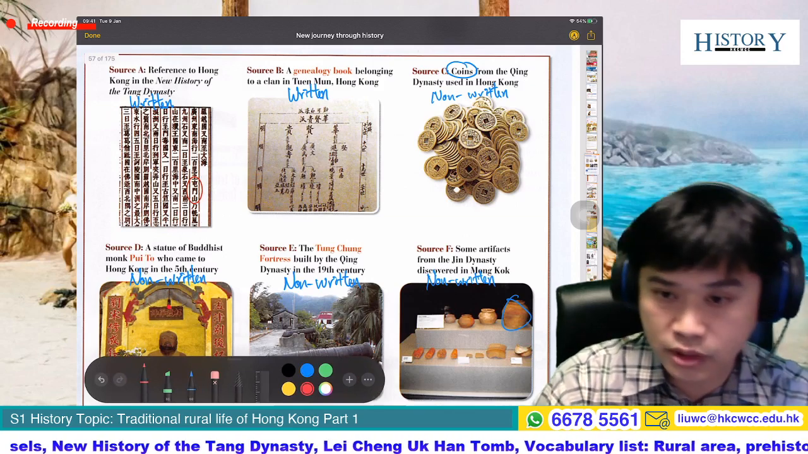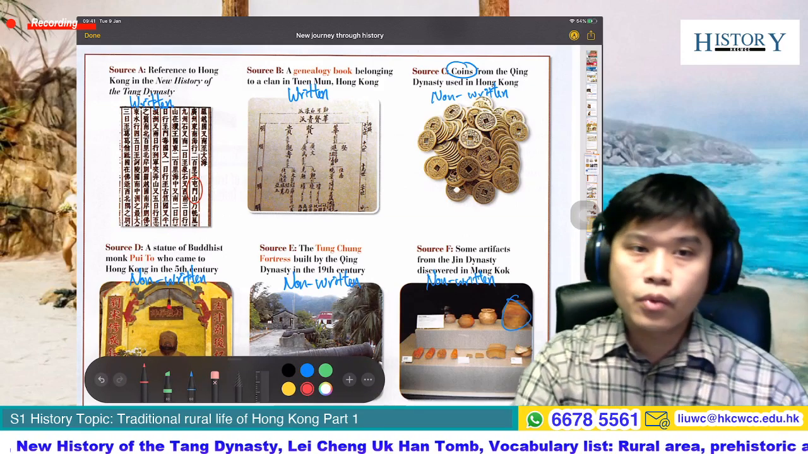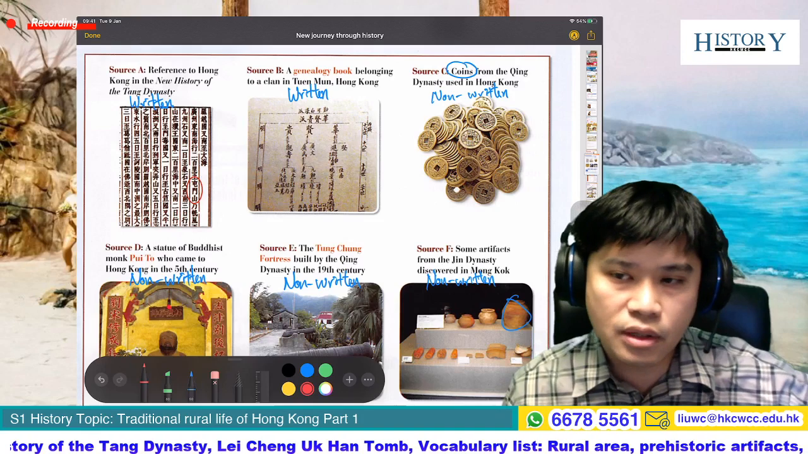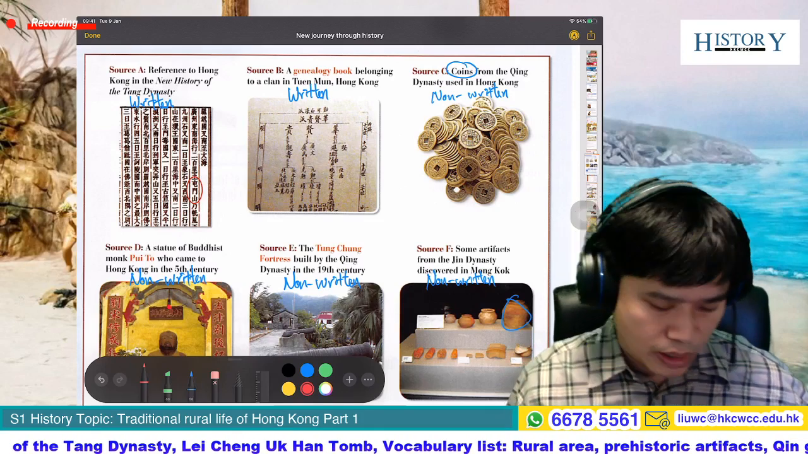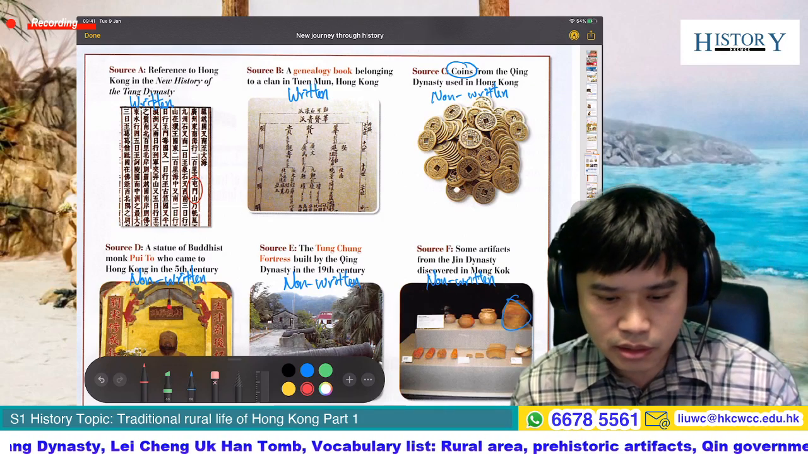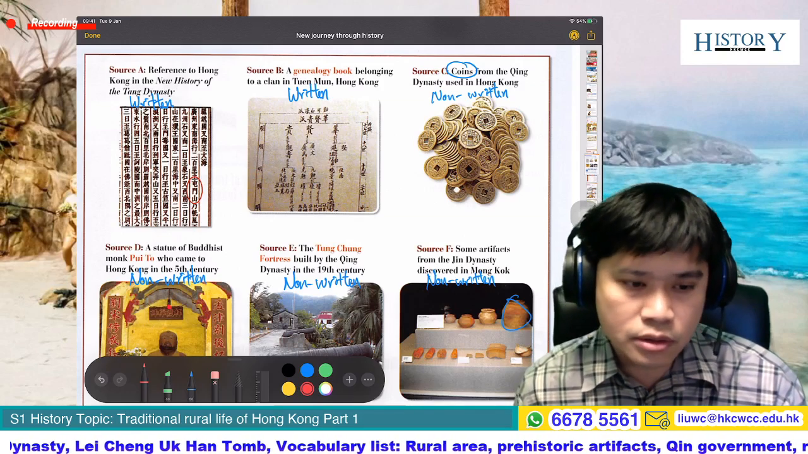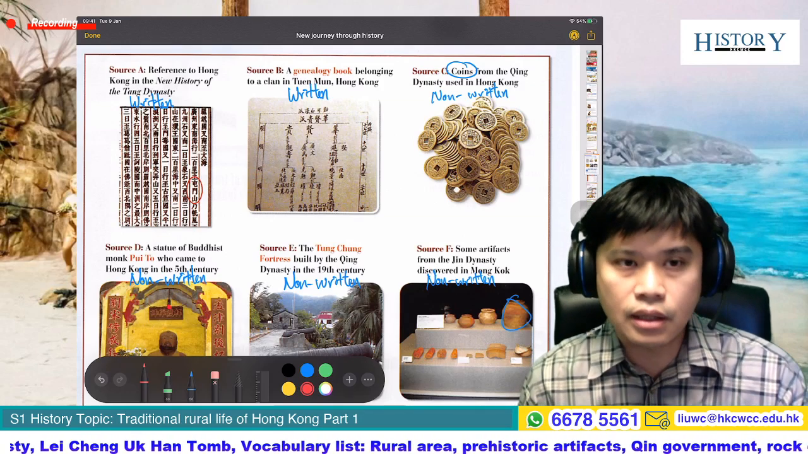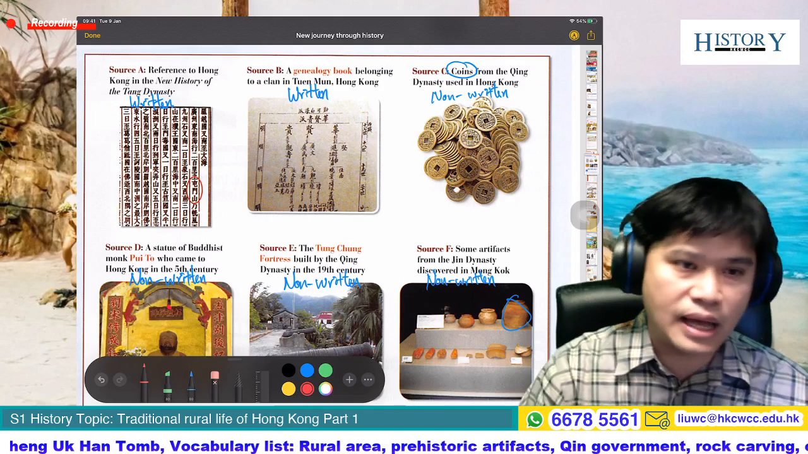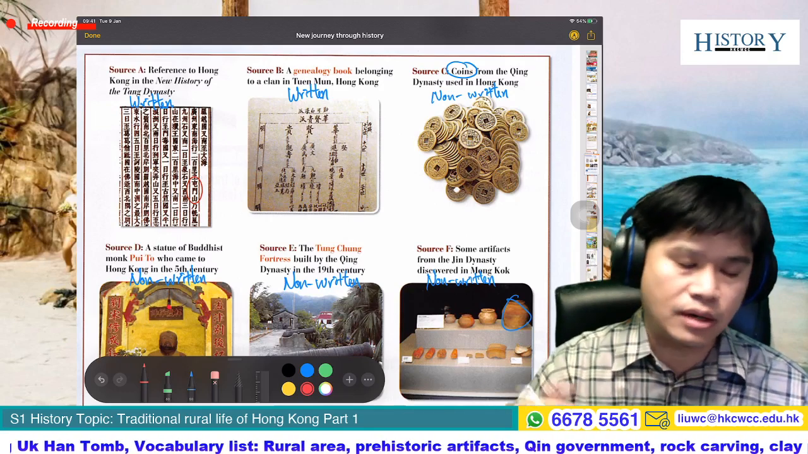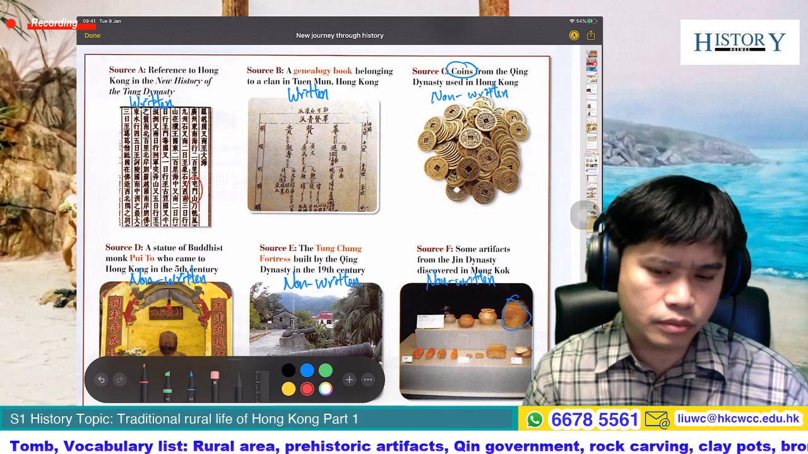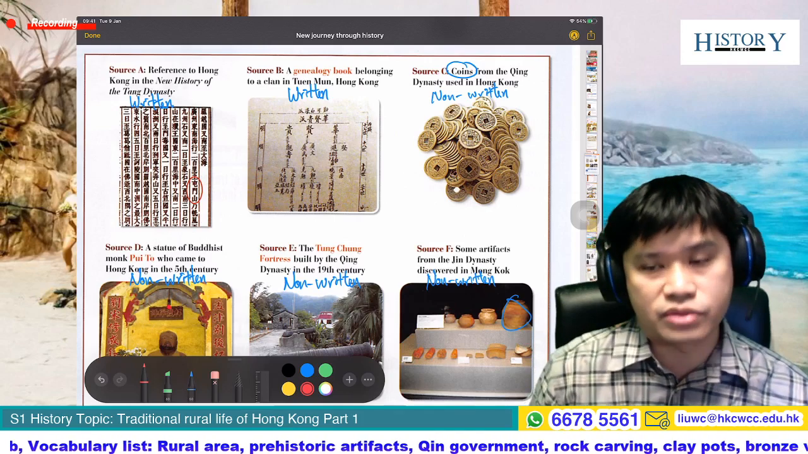But for the last question, question two, which aspect of the early history of Hong Kong can we learn from source A to F? Write down or highlight the word aspect. Aspects, you have to learn this term. In the humanities subjects, you should know how to identify different aspects. 唔同嘅範疇，唔同嘅角度。I don't like the term 角度, maybe 範疇, something like this.